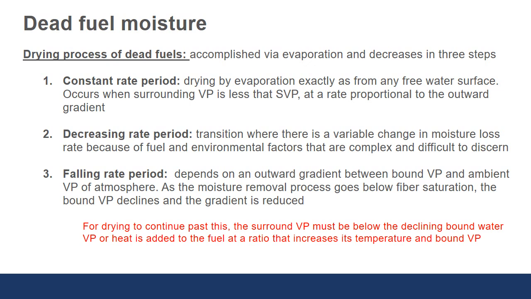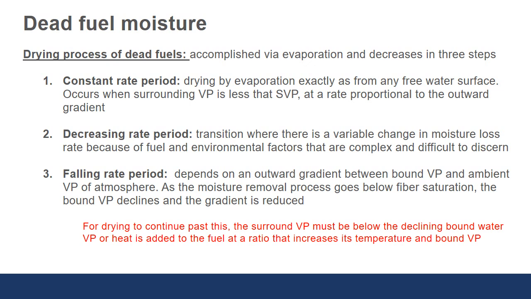The drying of dead fuels is accomplished by evaporation. This process occurs in three stages: first, the constant rate period, then a decreasing rate period, and finally a falling rate period. The constant rate period takes place the same way as any evaporation process from a free water source and occurs when the surrounding vapor pressure is less than saturation pressure. The rate at which evaporation occurs is proportional to this outward gradient.